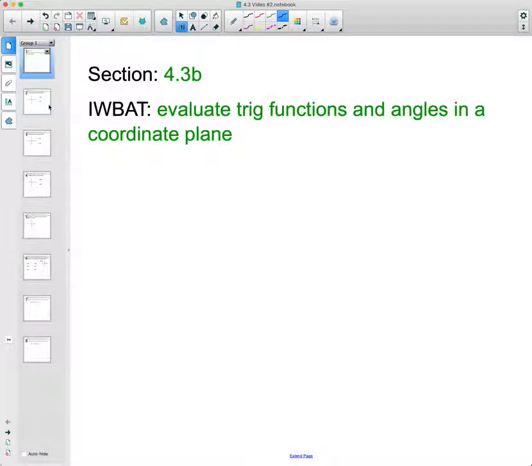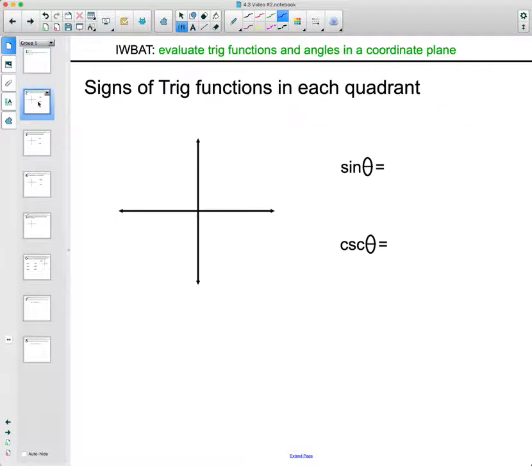In this video, we are going to continue evaluating trig functions within the coordinate plane. So let's take a look at the actual signs, positive versus negative, of the trig functions in the different quadrants. Remember, we talked about reference angles.